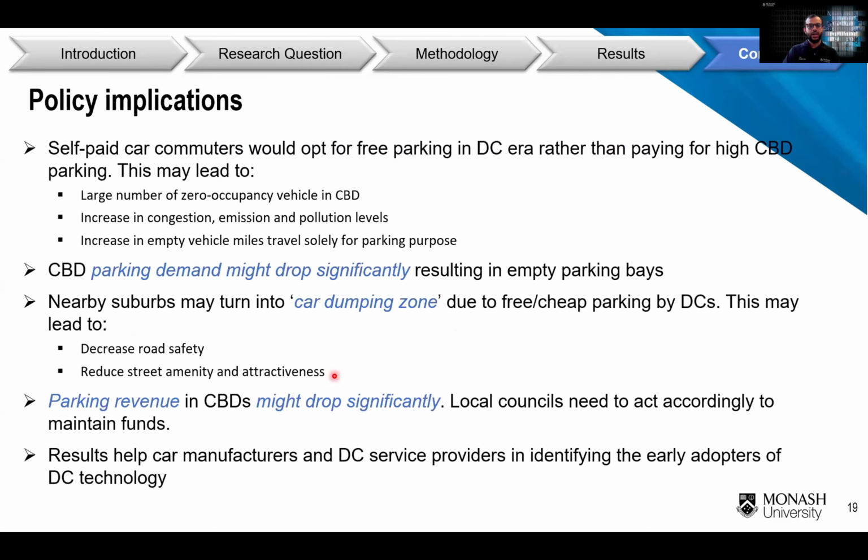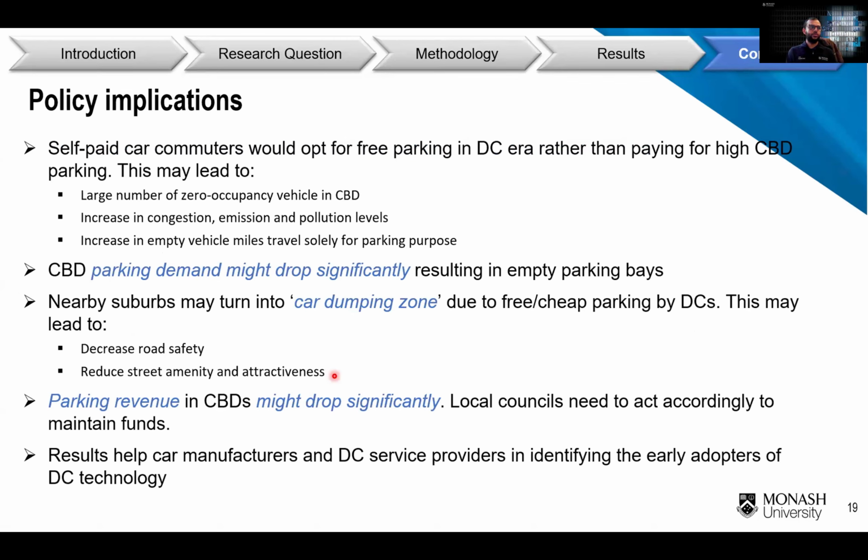So what does actually have the policy implication? If the self-paid car commuters opt for free parking in an AV or driverless car era, that indicates that there will be a large number of zero occupancy vehicles. That may increase congestion, emission, and pollutant levels, which will also be contributing towards empty vehicle miles solely for parking purposes during the peak time and off-peak time.